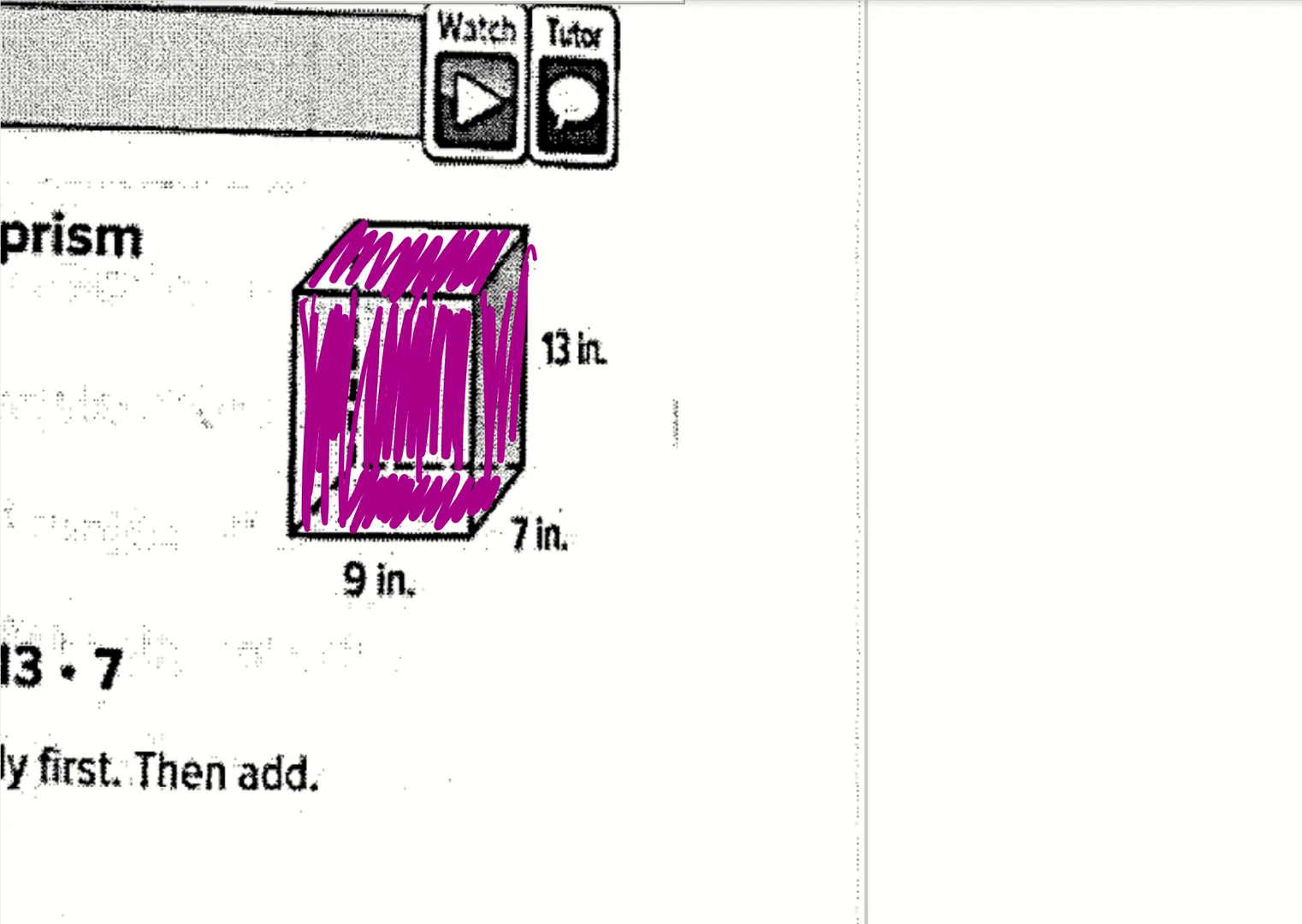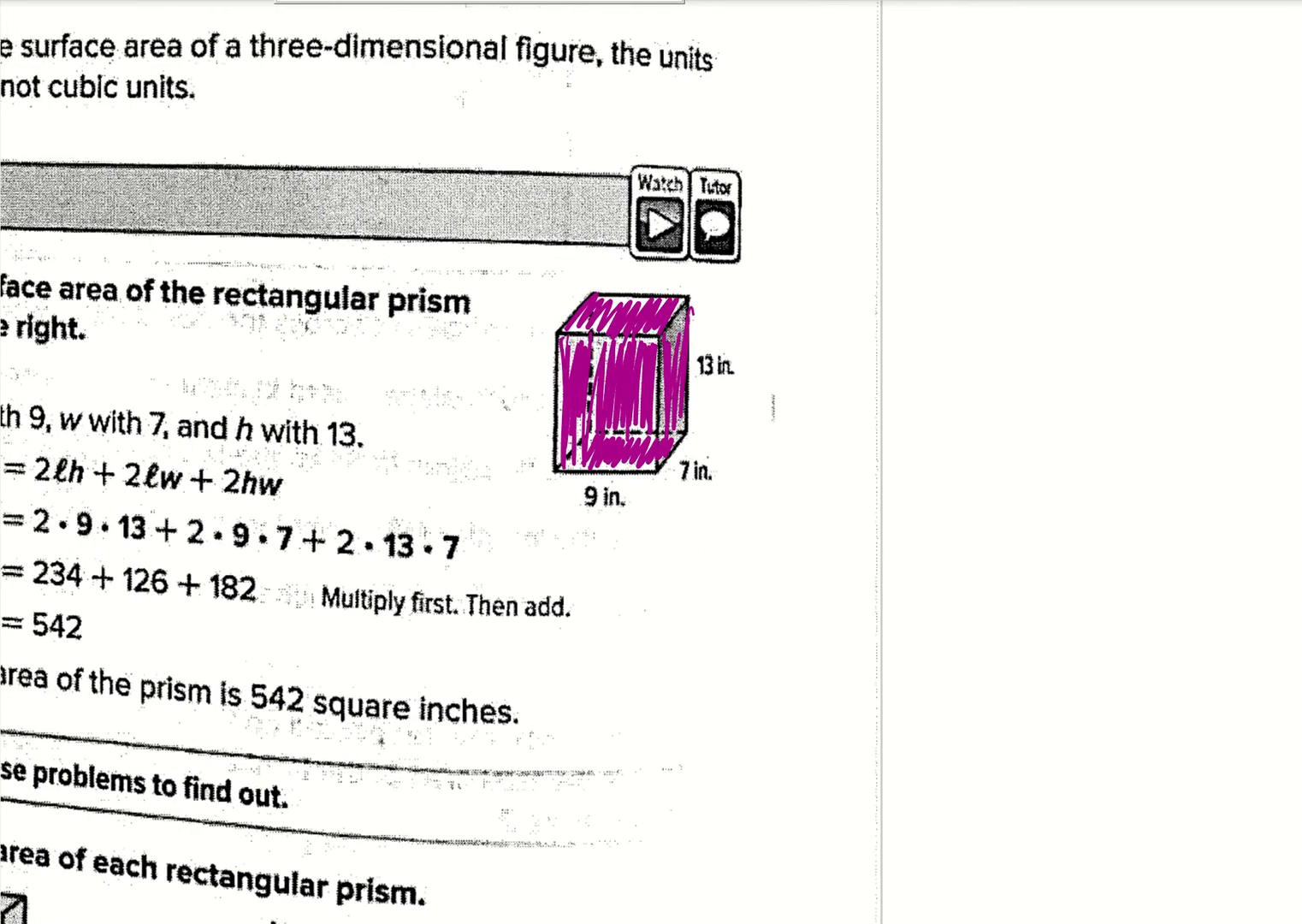All right, and then once you've done that, you are good to go. You've got everything found, right? So you would want times 7, okay, that would be both the bottom and the top. 13 times 7 is going to be the left and the right, and then 13 times 9 is going to be the front and the back.